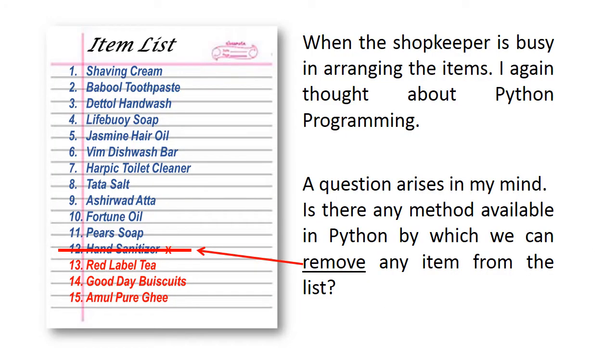When the shopkeeper was busy arranging the items, I again thought about Python programming. A question arose in my mind: is there any method available in Python by which we can remove any item from the list?